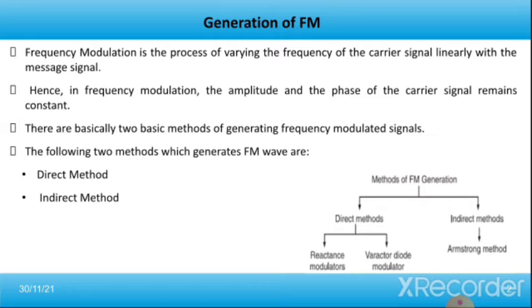There are basically two methods of generating frequency modulated signals. The following two methods generate FM waves: direct method and indirect method. The direct method is again divided into two types, reactance modulator and varactor diode modulator. And in the indirect method, we are going to discuss the Armstrong method.